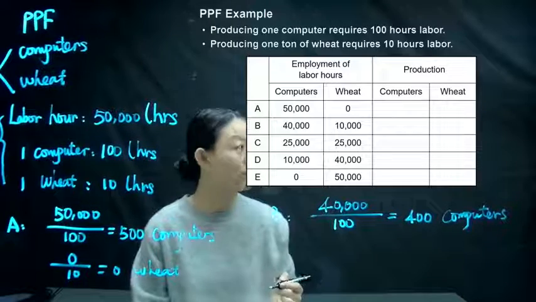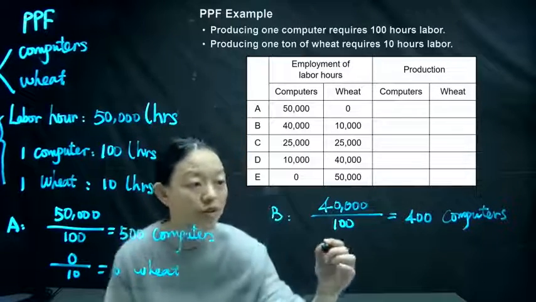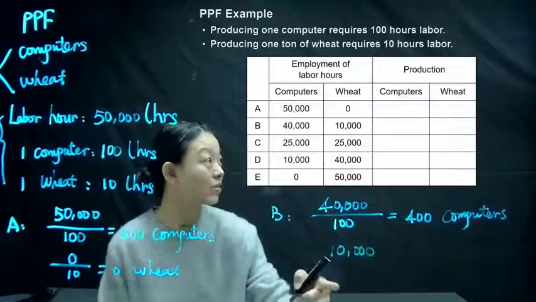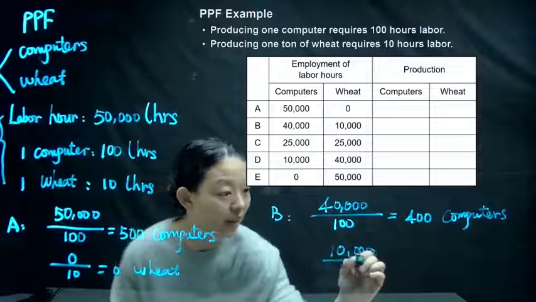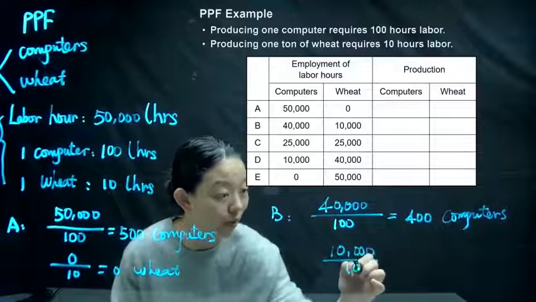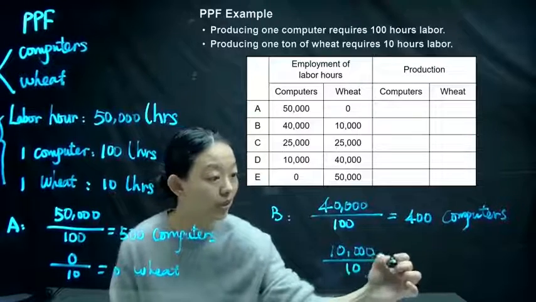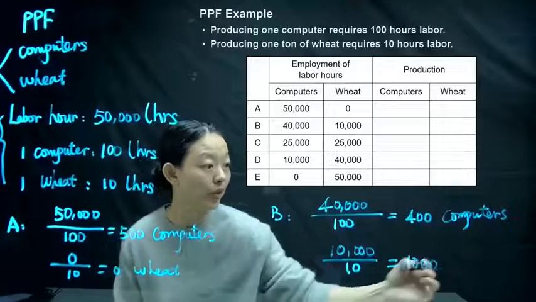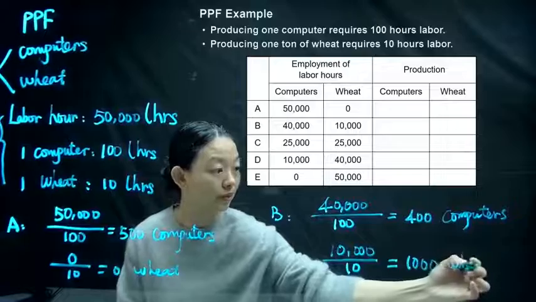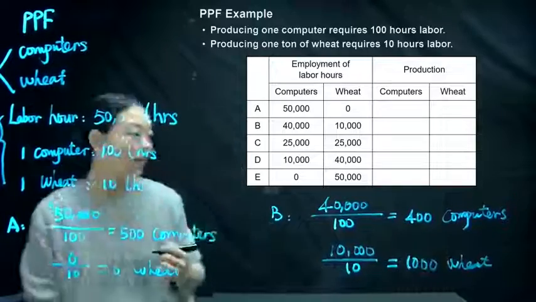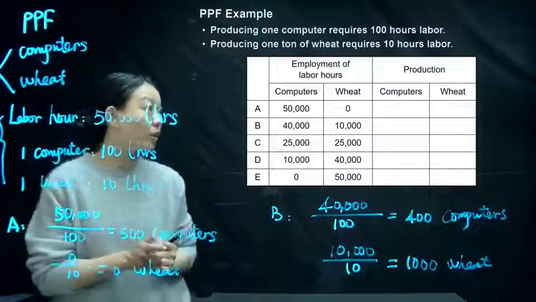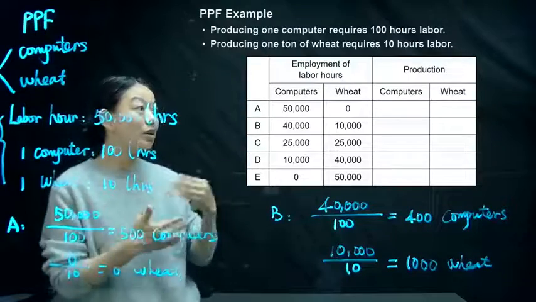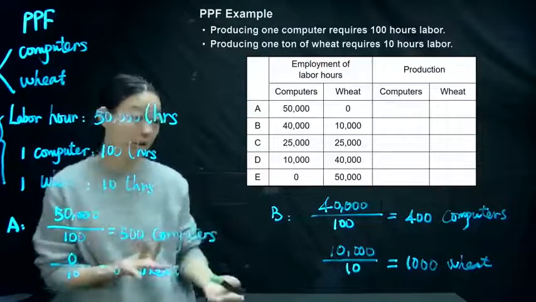And can you count how many tons of wheat will be produced? We will have 10,000 labor hours, and each ton of wheat needs 10 labor hours. So in total we will have 1,000 tons of wheat. And in a similar way, you can compute points C, D, E, and show different combinations of computers and wheat.